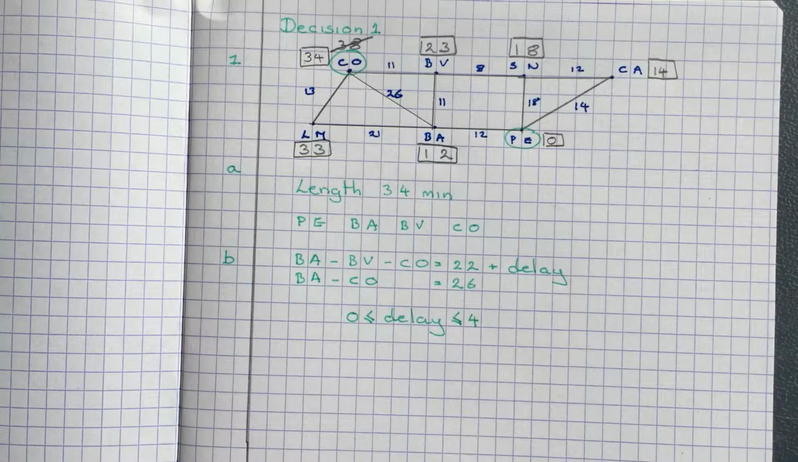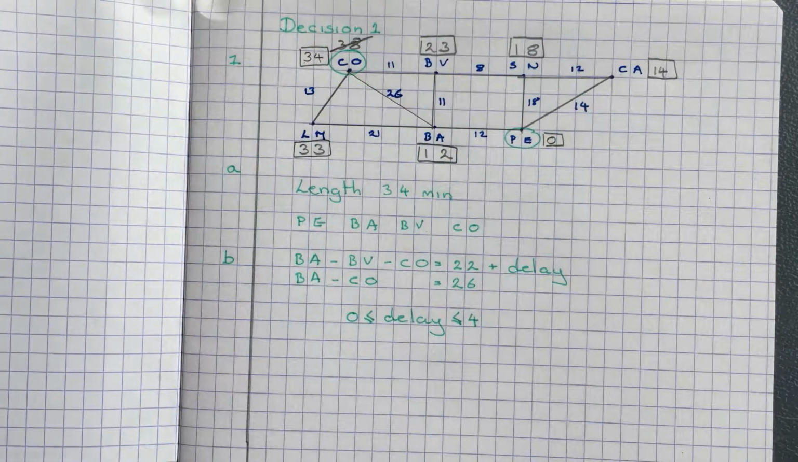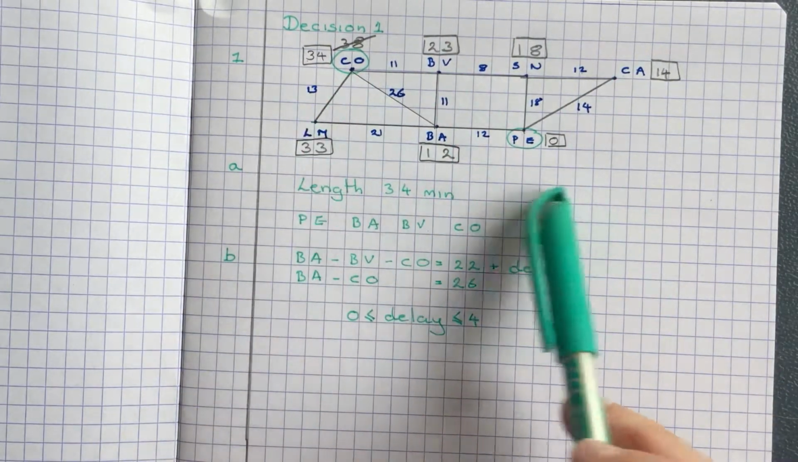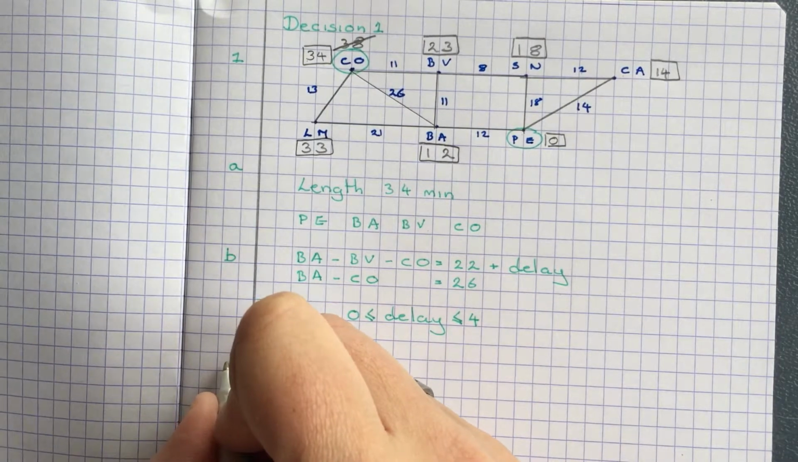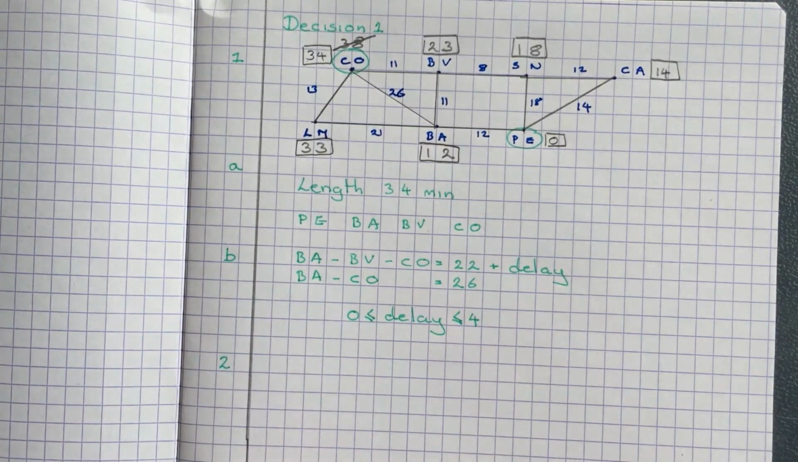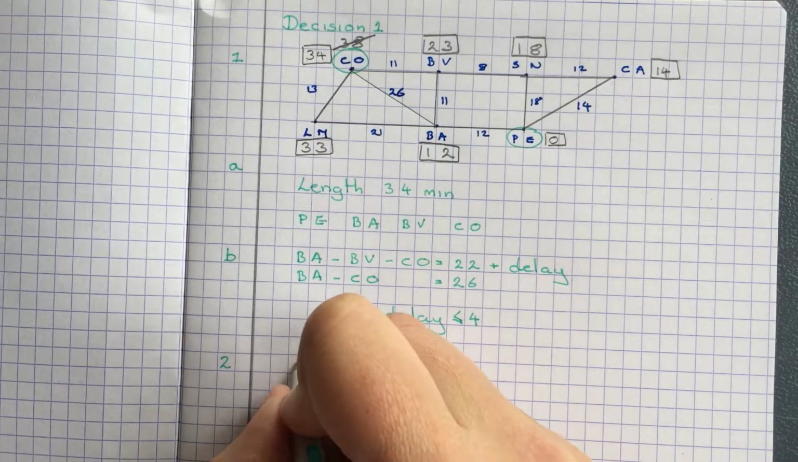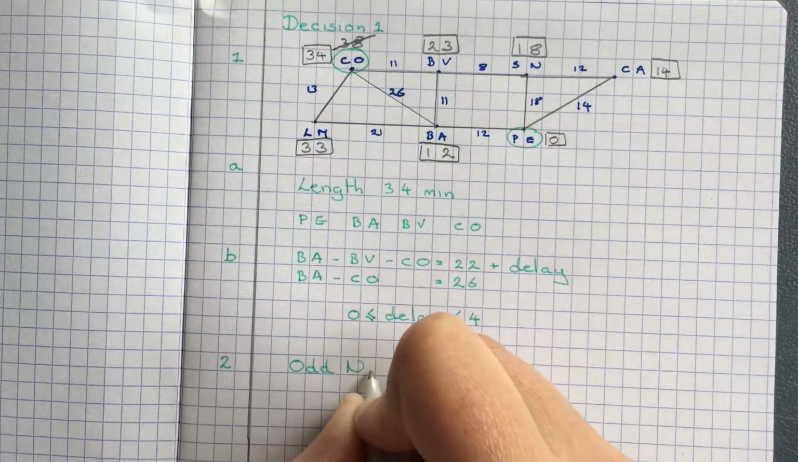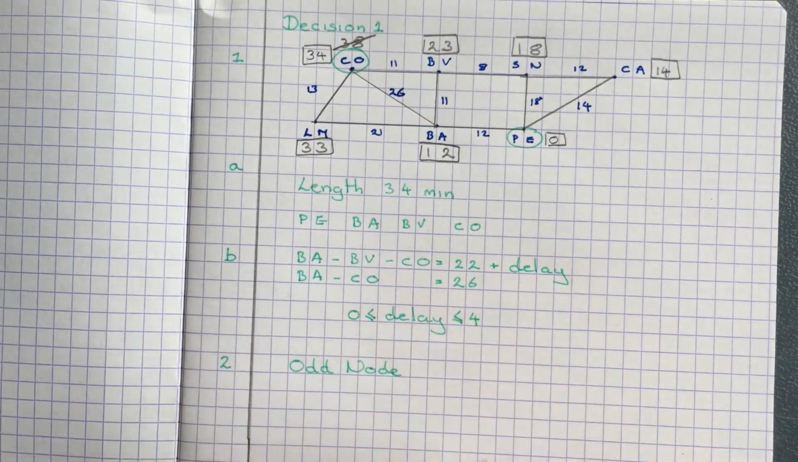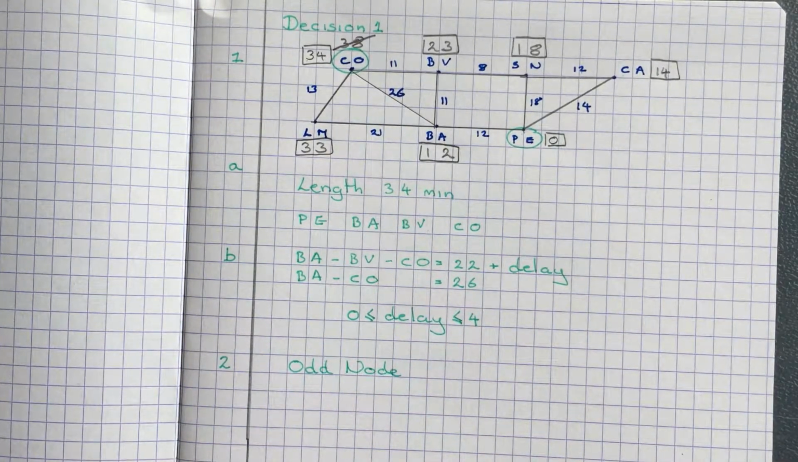So question 2, we are looking at Chinese Postman. Same network. Chinese Postman has a set of stages. The first thing we need to identify is the odd nodes. Odd nodes are things that have an odd number of things coming out of them.